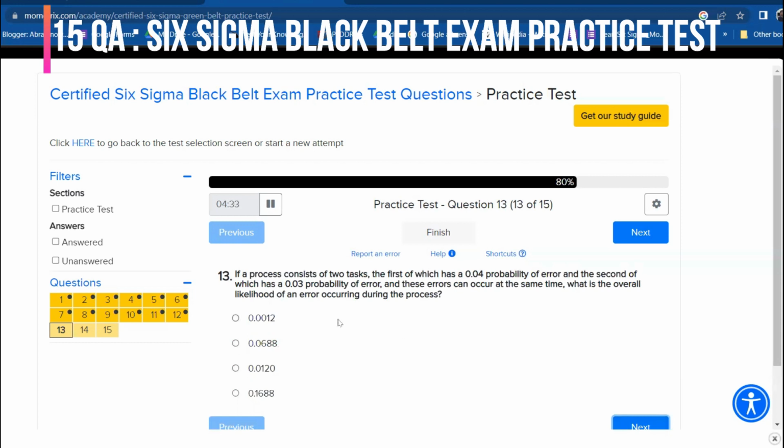And this is another question. If a process consists of two tasks, the first task has 0.04 probability of error and the second has 0.03 probability of error. These errors can occur at the same time. What is the overall probability? So the answer is 6.8%, but I will explain when we discuss the summary.